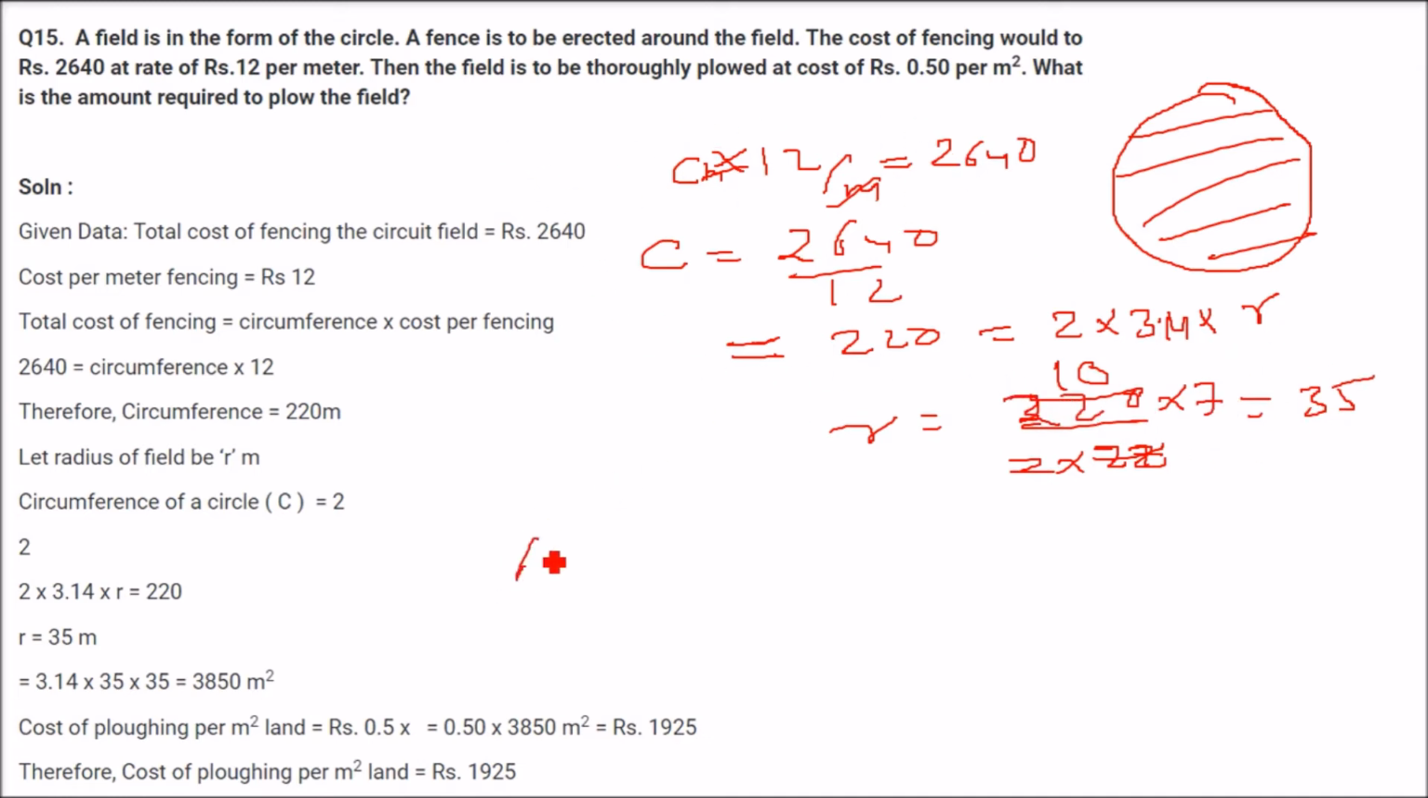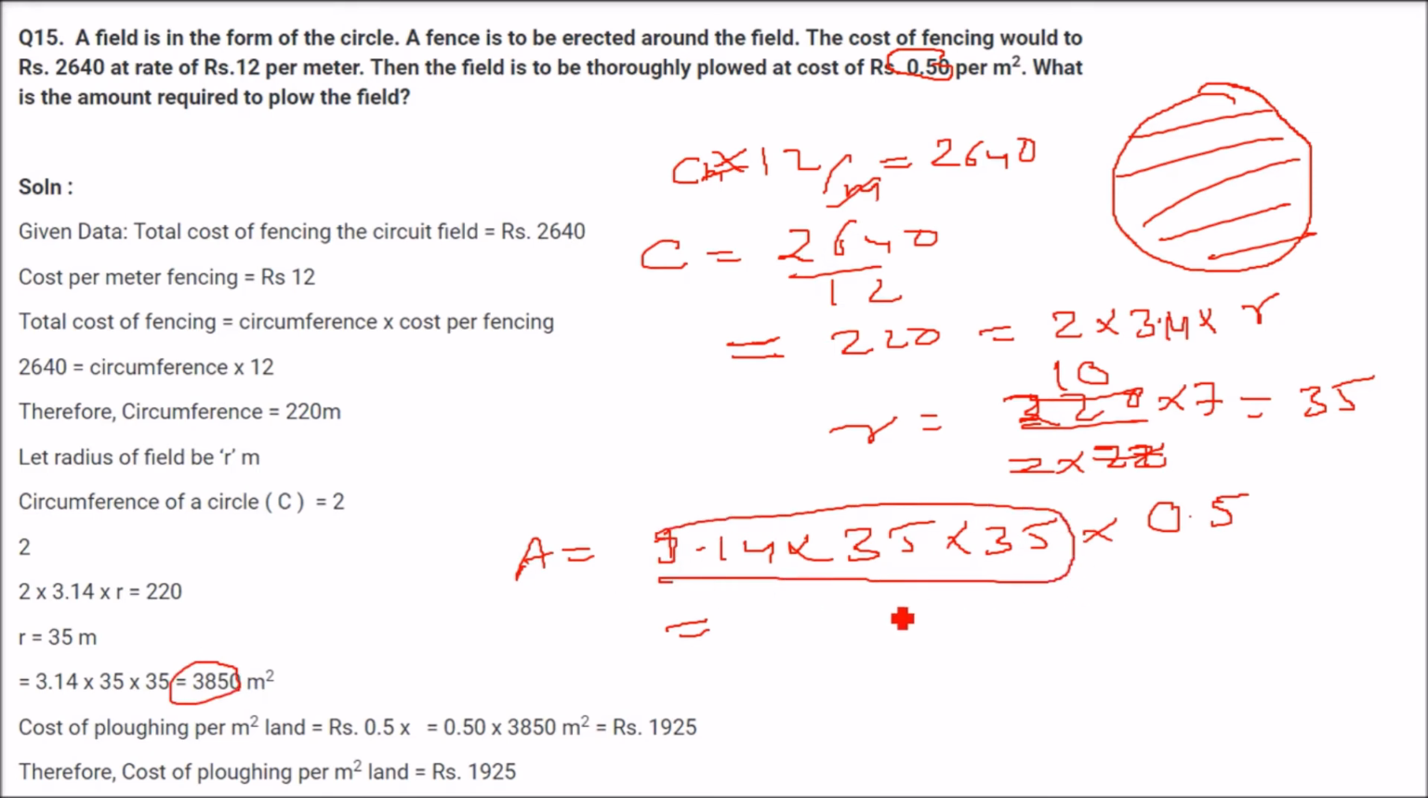So what is the area? Area will be πr², that is 22/7 into 35 into 35. And now the cost per square meter is 0.50, and this is square meter only. So you just have to multiply this by 0.5. It is going to be 3850 multiplied by 0.5. You get 1925 is the cost of plowing.